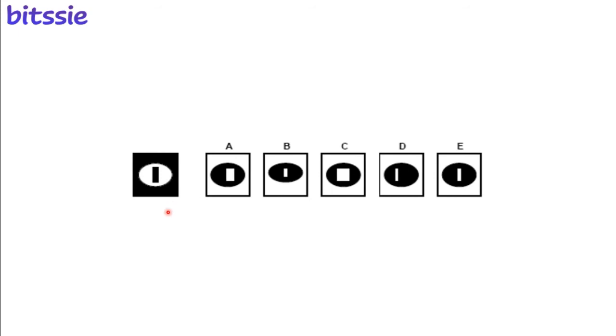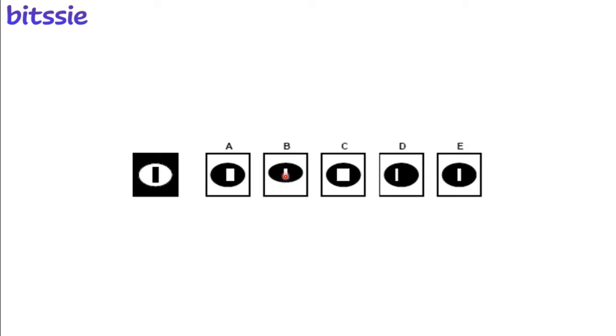Let's look at question 4 now. Here we have an oval with a rectangle inside it, right in the middle. So we can rule out A because it's off to the right, and we can rule out D because it's off to the left. We can also rule out C because in C it's a square, whereas in our original image it's a rectangle. This leaves us with just B and E.